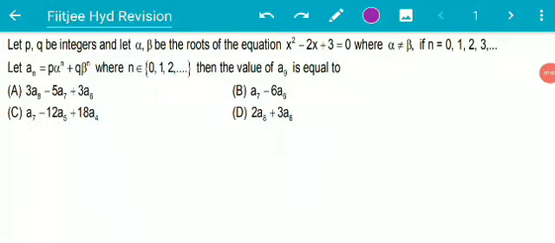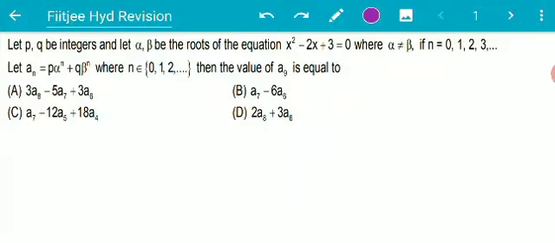So we are going to discuss two problems on Fiji Hyderabad revision. Okay, this was the 13th July paper. So p, q be integers and alpha, beta are the roots of the equation x square minus 2x plus 3 equals to 0, where alpha is not equal to beta. And n is a whole number, from 0 to, right.